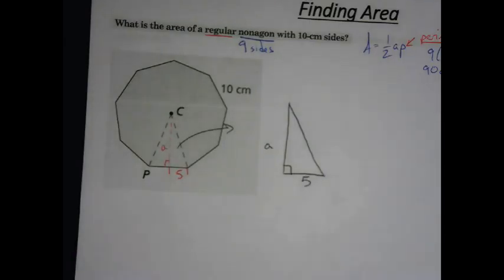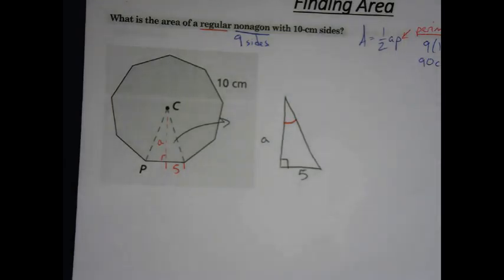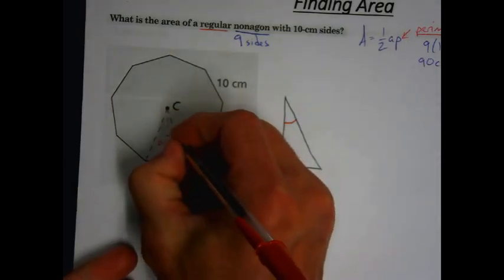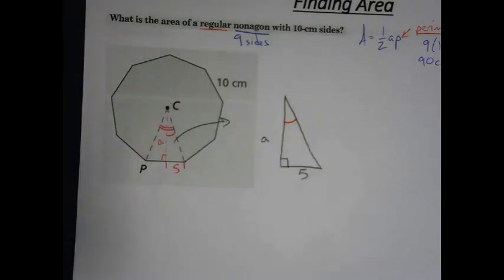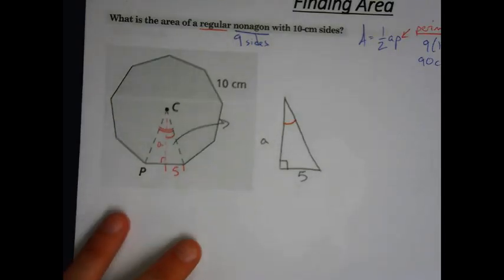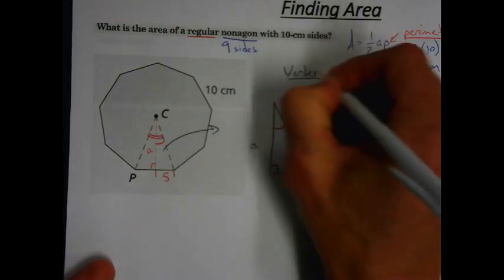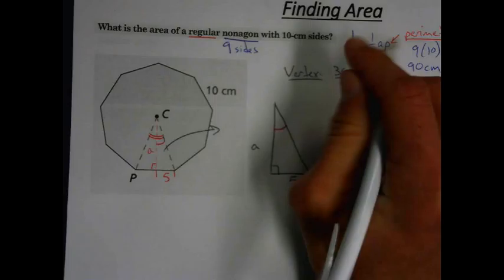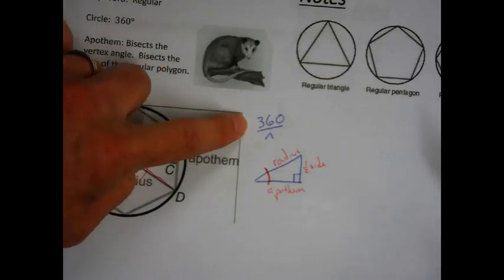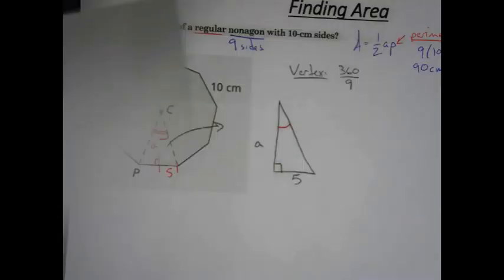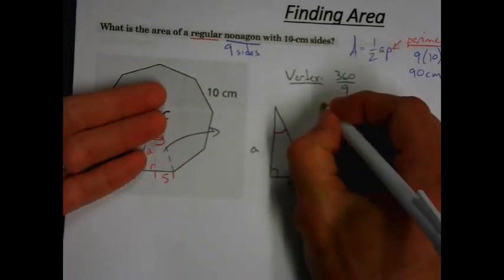So how are we going to find out? We need to find out what our angle measure is that we're dealing with here. Well, we need to find out the entire vertex angle. If we knew the entire vertex angle, we would know the angle for the pop-out triangle. So how do we find the vertex angle? Remember how we find the vertex angle? We divide 360 by the number of sides. Remember what we talked about before from the notes. The 360 divided by the number of sides. So our vertex angle in this case is 360 divided by 9, which is 40 degrees.